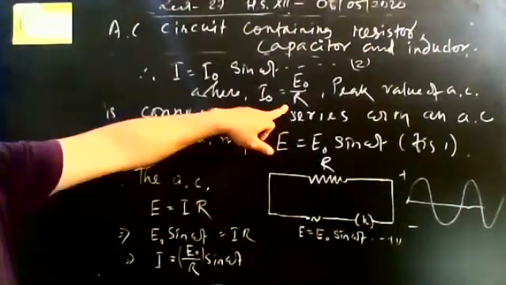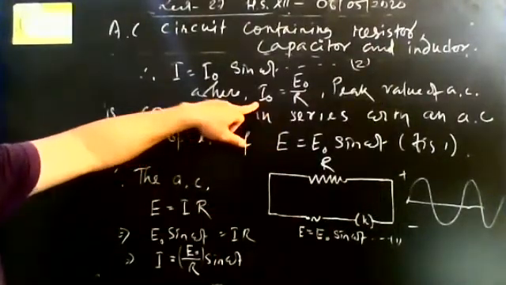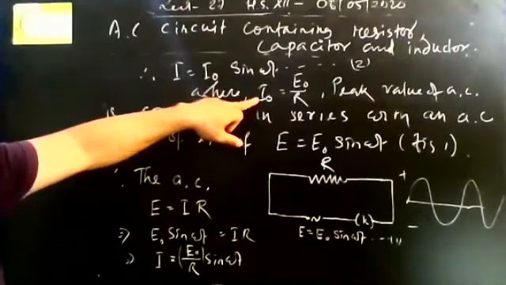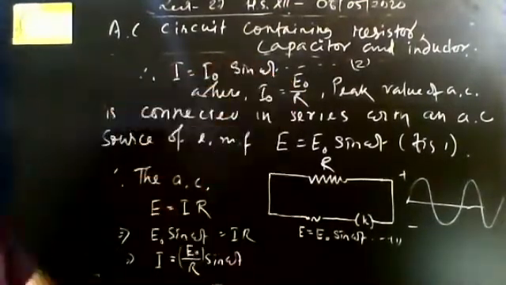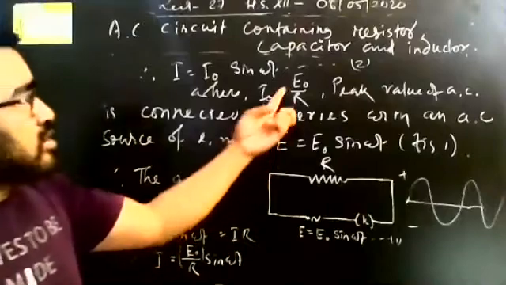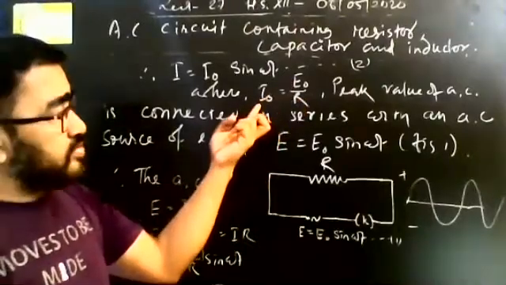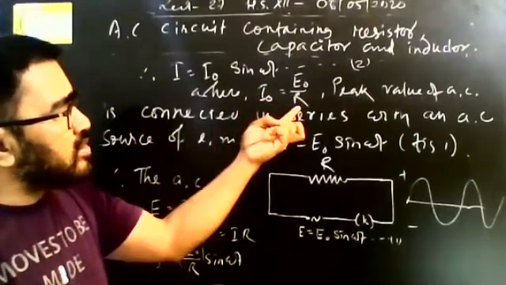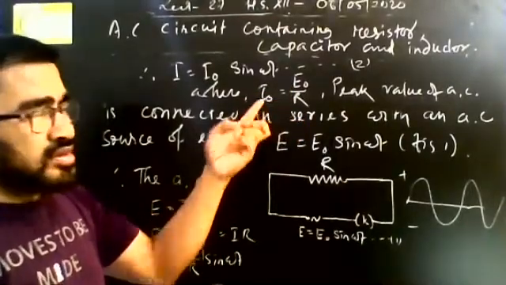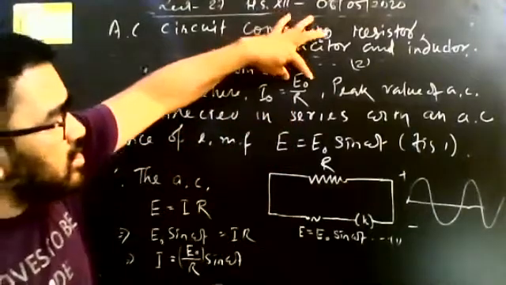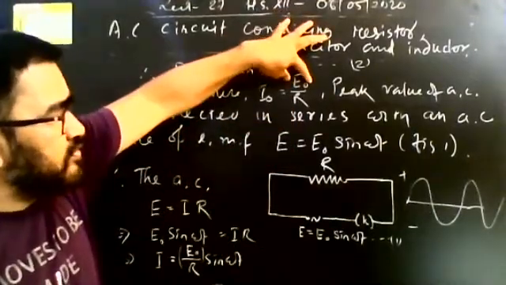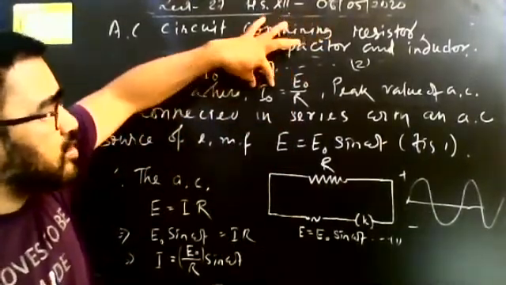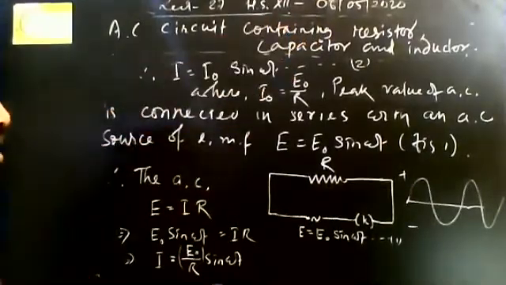From this relation we can see the relation between I naught and E naught. Okay, so E naught is greater than I naught. When E naught is divided by R, you will get I naught. It means that E naught, the peak value of EMF, is greater than the peak value of current, right?